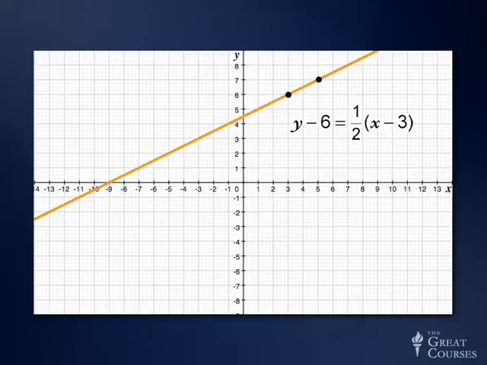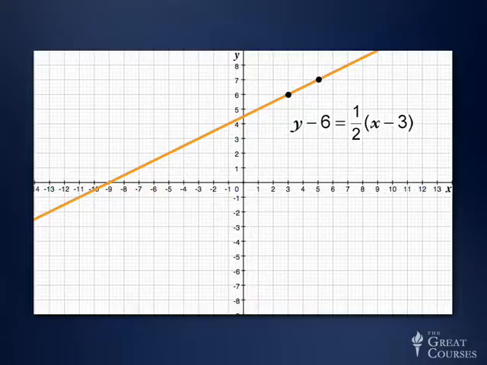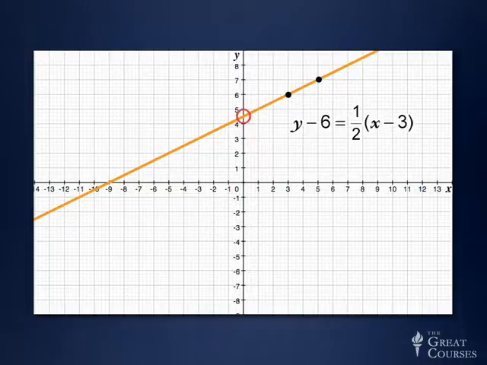I plot that point now, 5, 7, and I now have 2 points plotted. I simply connect the dots, and I'm done. Now, notice something about the y-intercept of the graph. Once you've drawn the graph, it looks like the y-intercept is 4.5 or so.